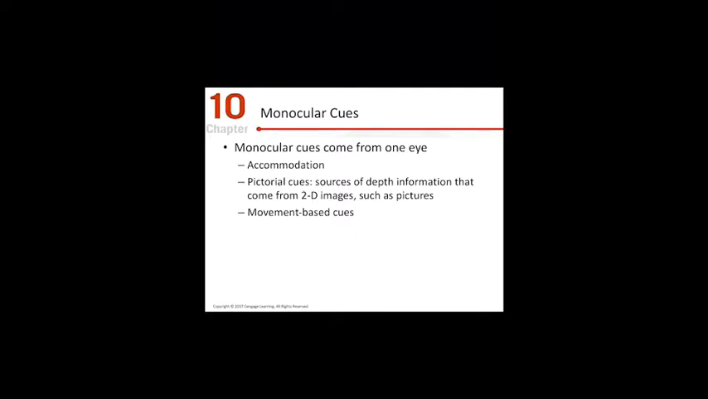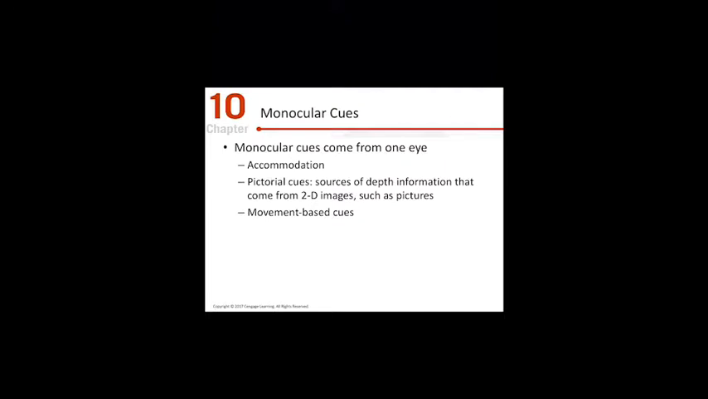Moving to the monocular cues, there are several that we use that are very helpful for us to be able to view depth. And this information is coming from one eye. So we still use accommodation, which is the same as we use for oculomotor. The shape of the lens is accommodating to focus on that nearby object. But we also use pictorial cues. Now, these are the information that we get from 2D images.